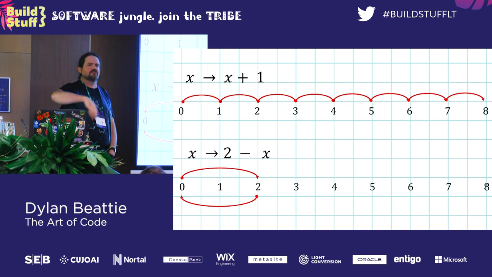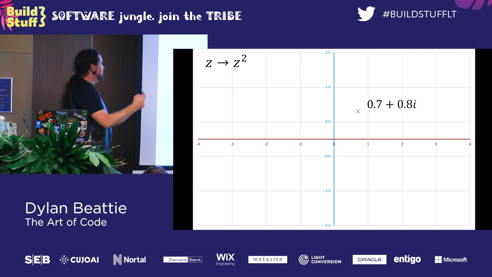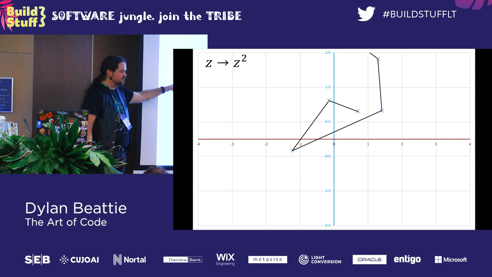Let's try the same thing with a complex number. So we're going to take this number here, 0.7 plus 0.8i, and we're just going to square it. And the first time we square it, it goes to there. And we square it again, and it goes to here, and then it goes to here, and then it goes to here, and then it goes flying off into, by the way, there are 4 different flavors of infinity on this graph.